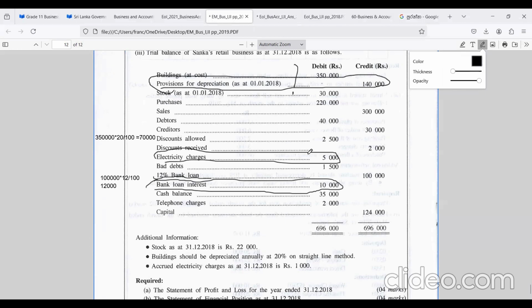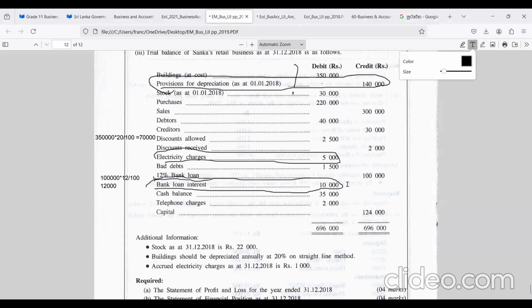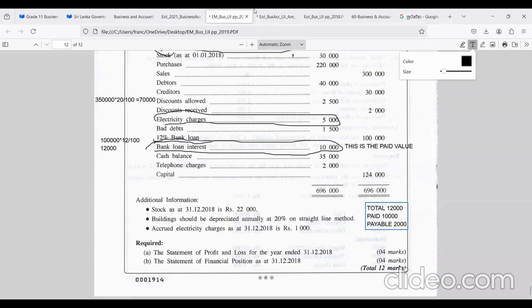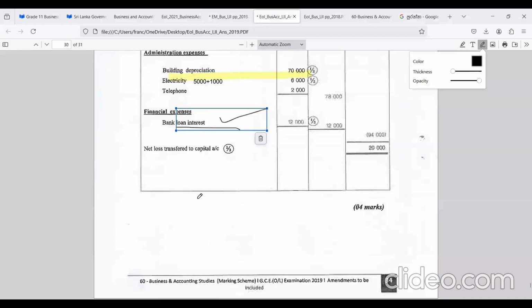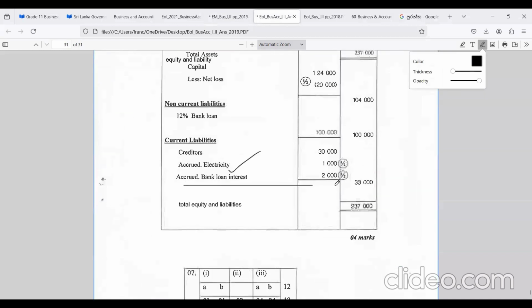The value given in the trial balance, I will write here as well, this is the paid value. It means the total bank loan interest is 12,000. We have paid 10,000. How much do I have to pay? 2,000. Payable is 2,000. So I am going to my SOFP, bank loan interest payable 2,000. Clear?